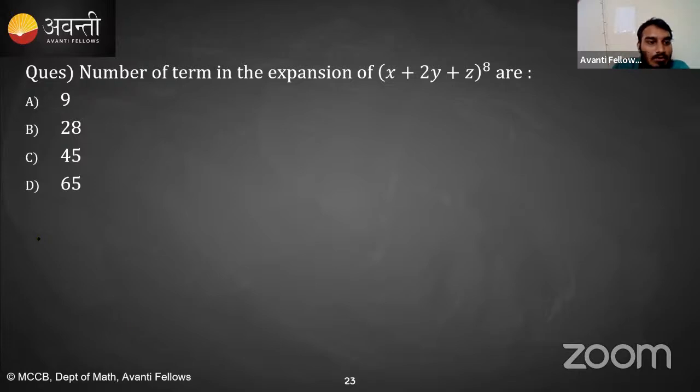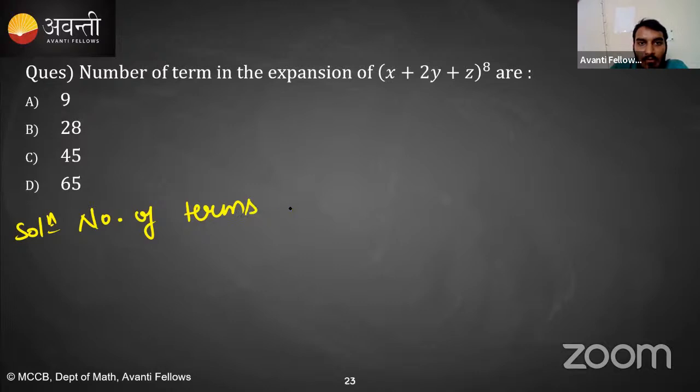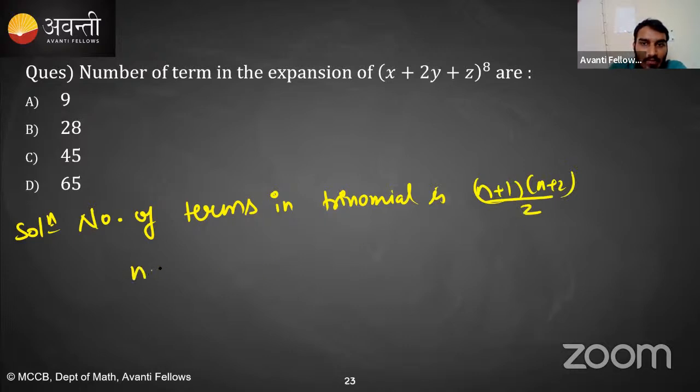Students, so the number of terms is option C. Yes, very good, Balari. Very good. The number of terms in a trinomial expansion is (n plus 1)(n plus 2) by 2. That's it. And here n is equal to 8.